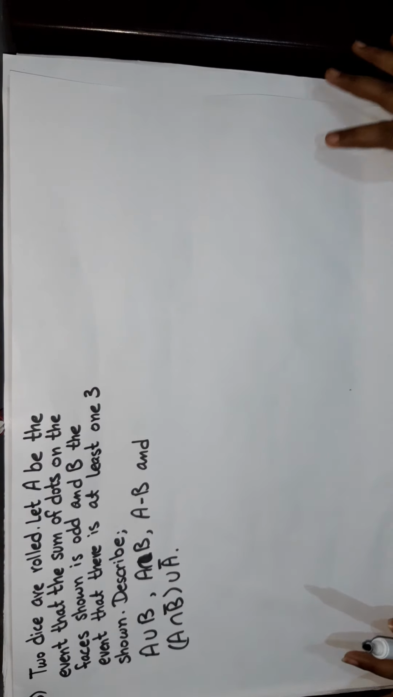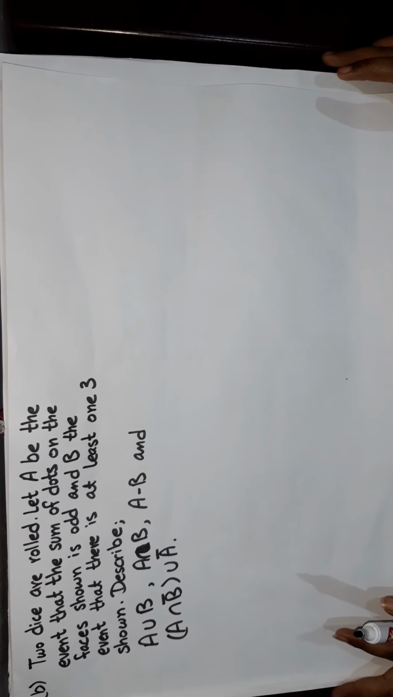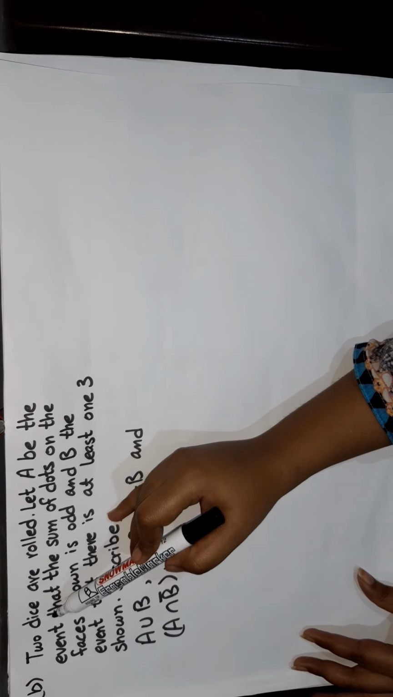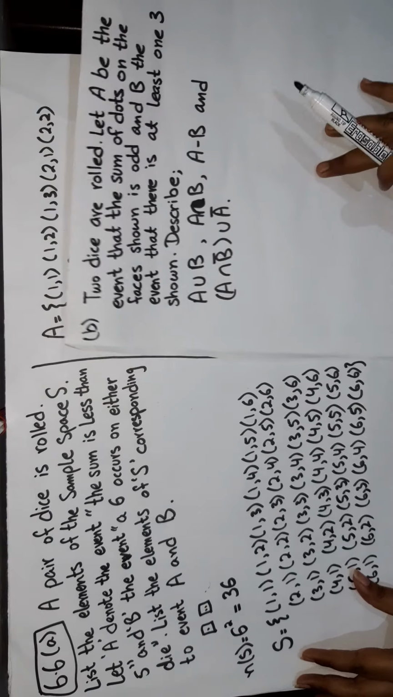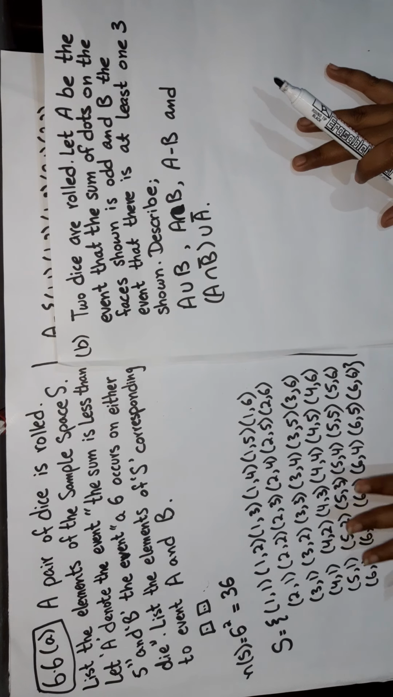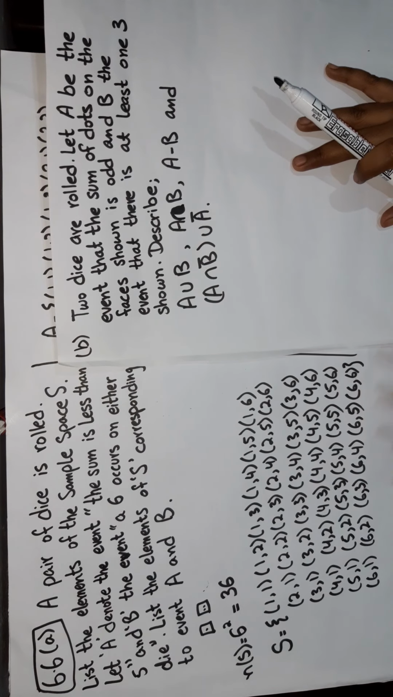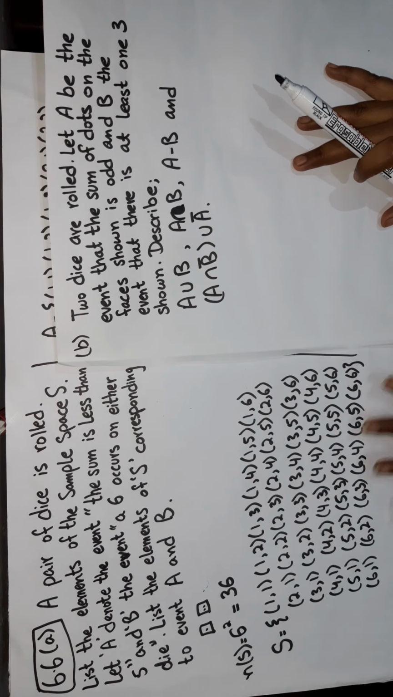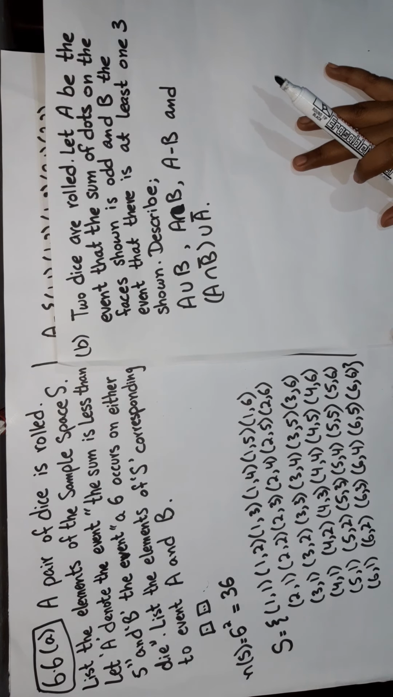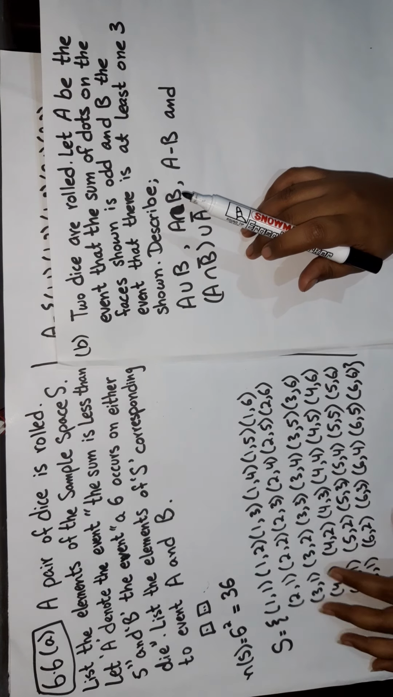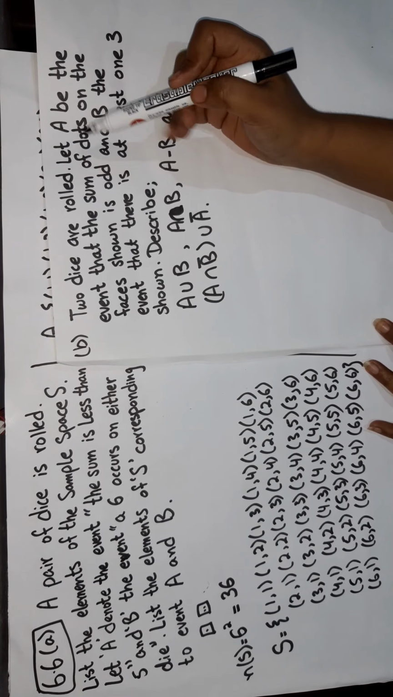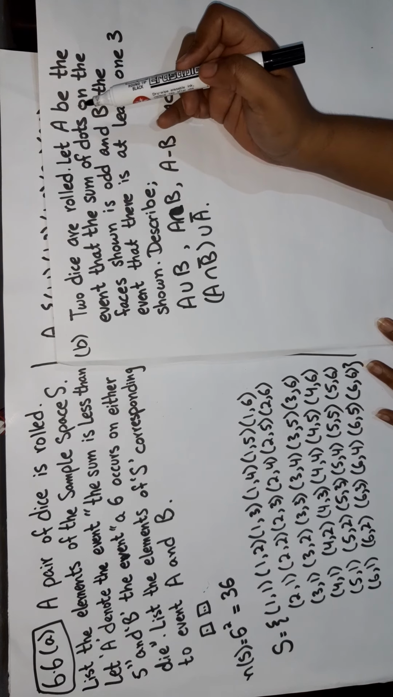Here we have to do almost similar work, but there is slightly a difference. 2 dice are rolled. Again 2 dice are rolled, so we can use the same sample space which we used in part A. You have to rewrite it. I am not writing it, but you have to rewrite this for each part or each problem. You have to rewrite your sample space. Now here the events are different.